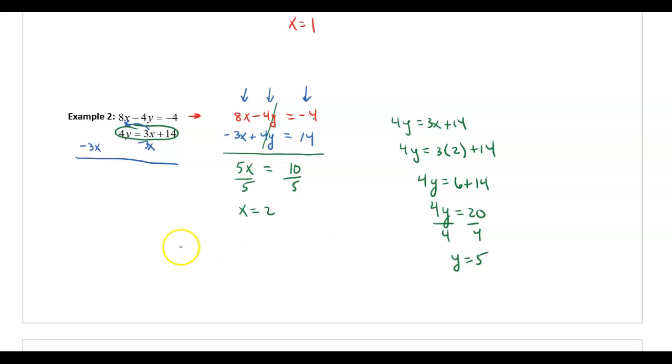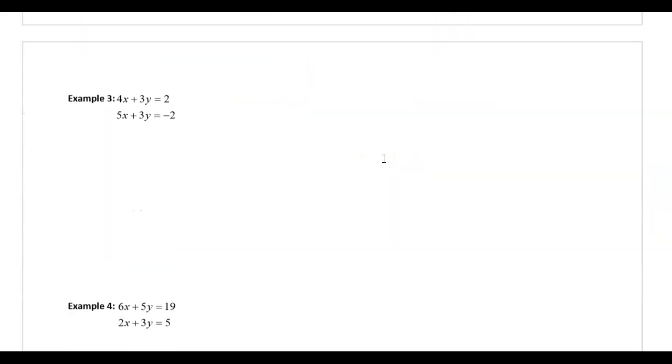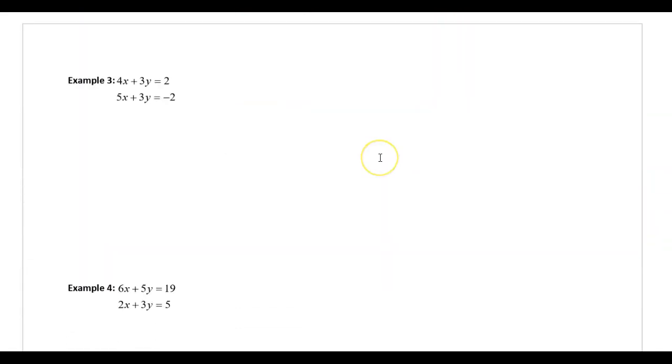All right, so what's my ordered pair solution here? 2, 5. So these are pretty easy ones, right? Now, here's one that has step 2 part of it, okay?